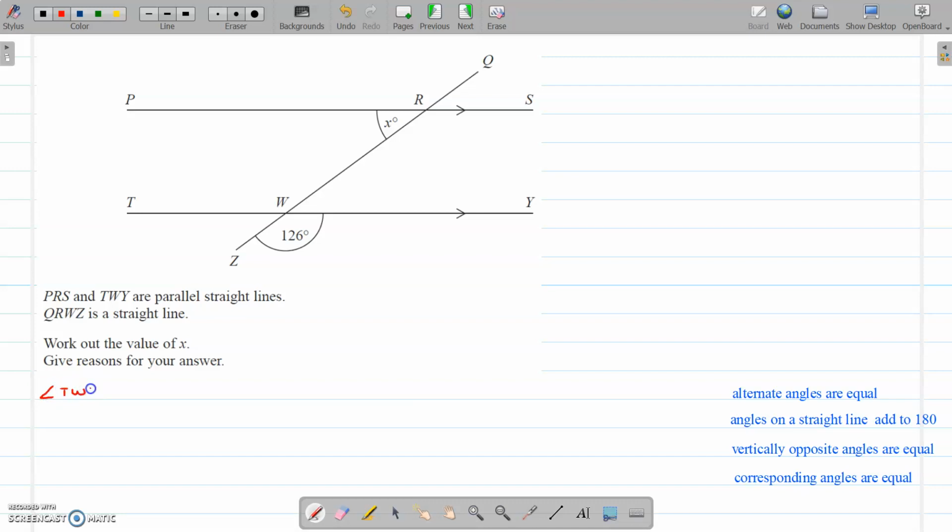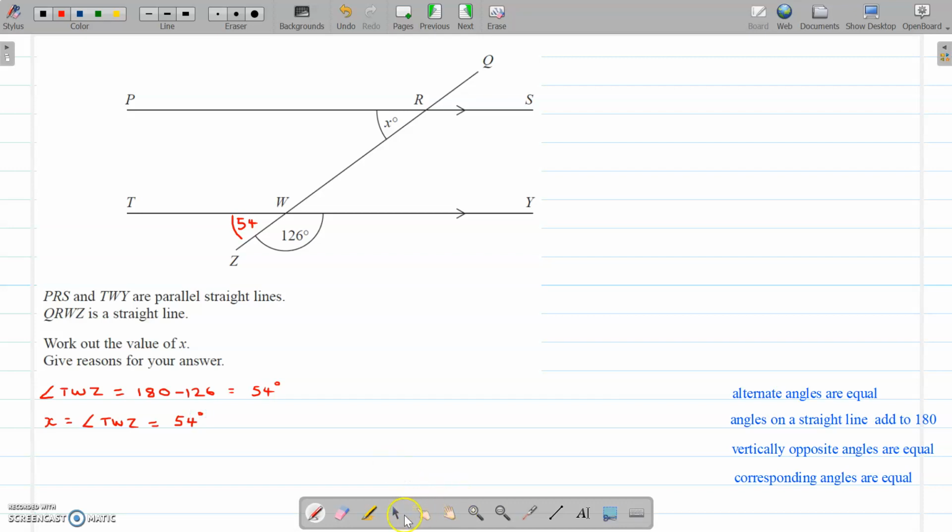So I can say that angle TWZ is equal to 180 minus 126, and that is going to give me 54 degrees, and that is the angle in here. If that's 54, I could use the fact that x is corresponding with that. That's the quickest way. So I'm going to say that x equals angle TWZ, the one I've just worked out, and the reason for that is that it's corresponding. So that's also 54 degrees.